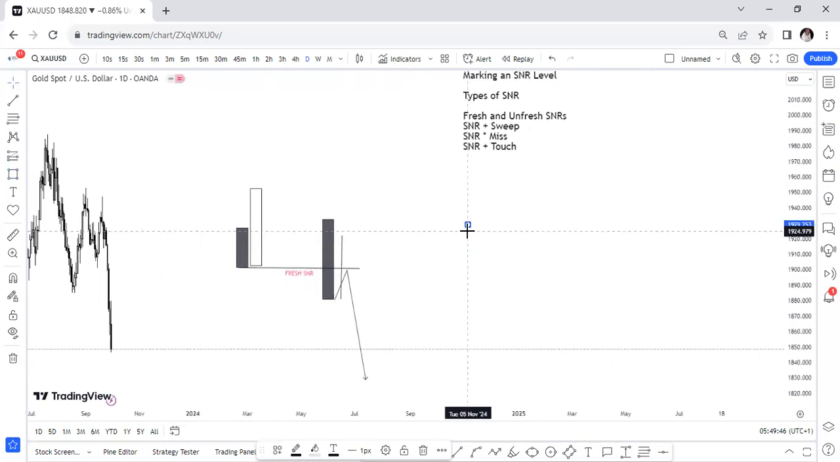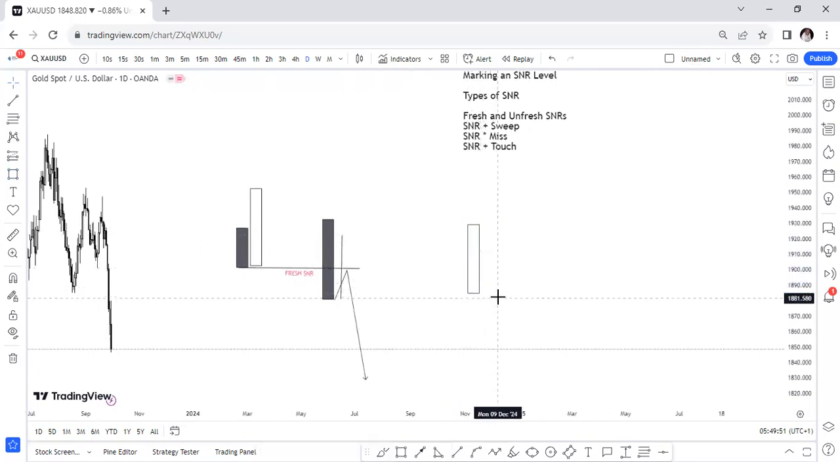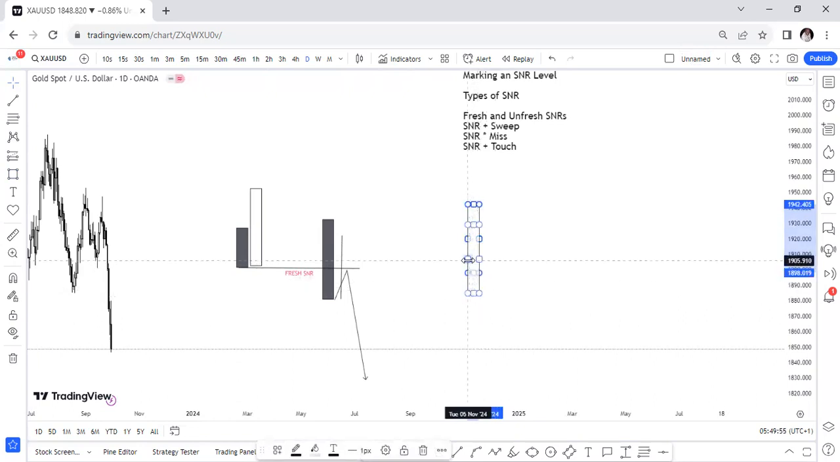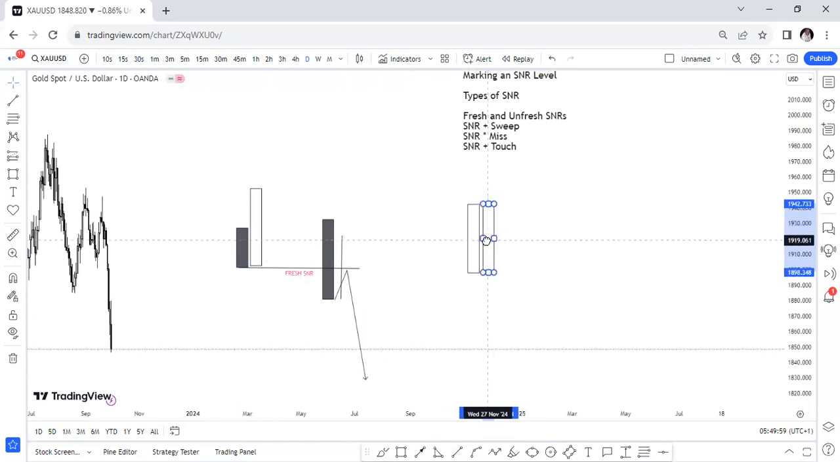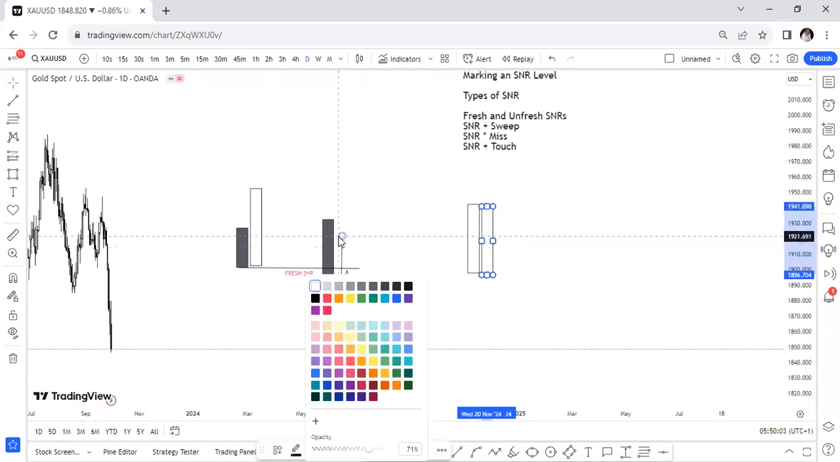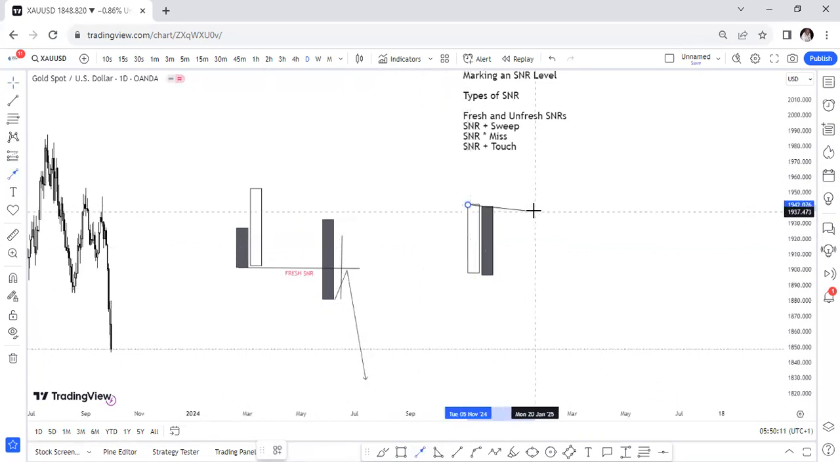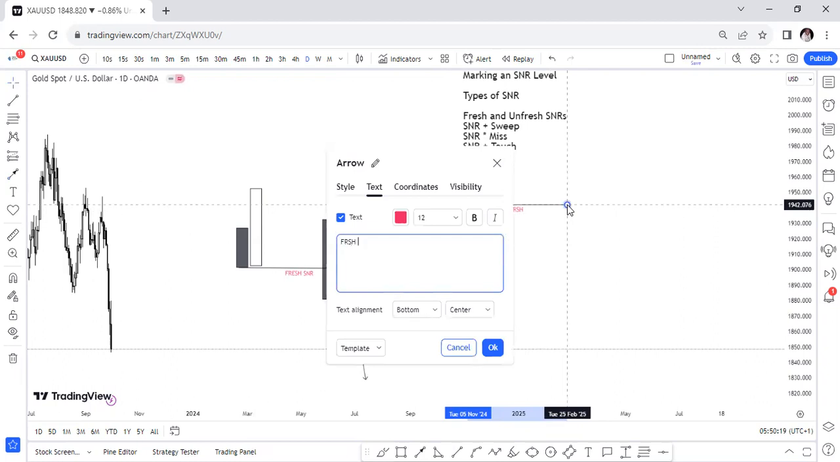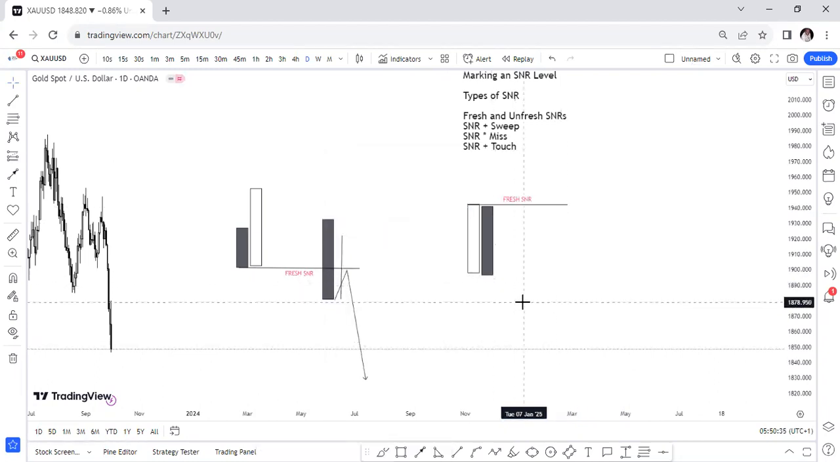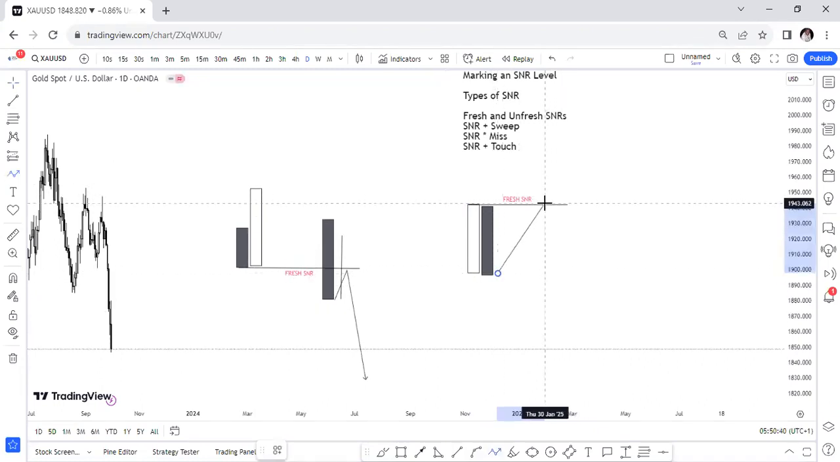So now the opposite is what we have for the resistance level. So this is a fresh SNR. Then we are looking for price to tap into it and withdraw back, right?